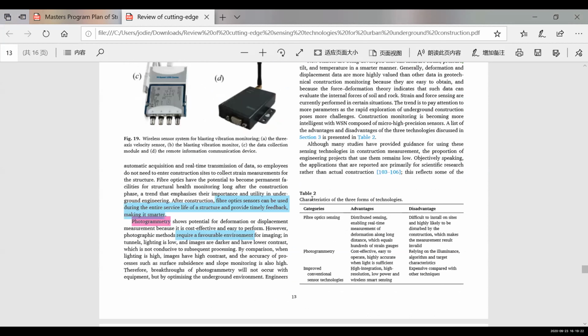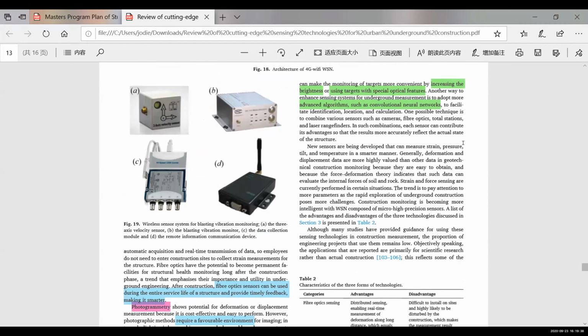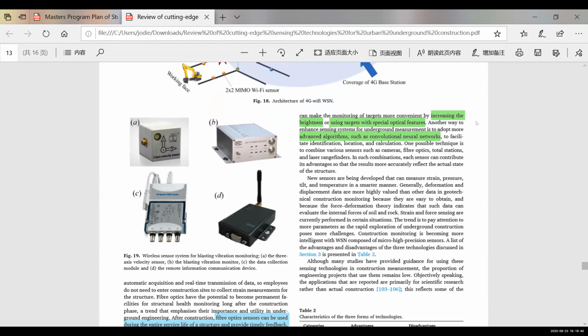And for the photogrammetry, it always requires a favorable environment for imaging. You need to take pictures in the underground space. So you could increase the brightness or use targets with special optical features to improve the photogrammetry. Also, some advanced algorithms could help photogrammetry to get higher precision.